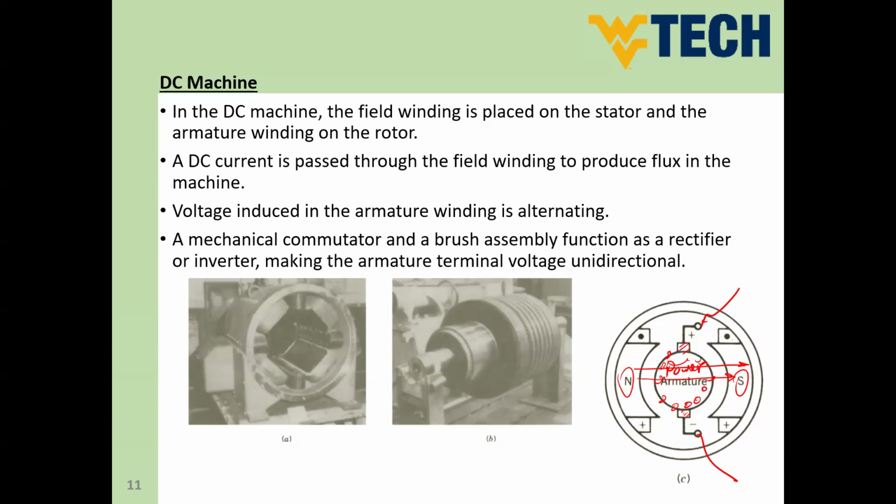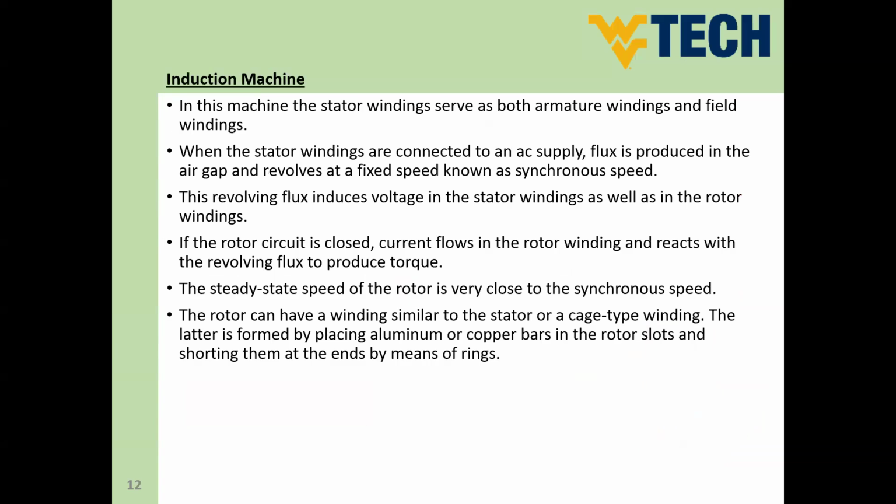So this is the DC machine structure. Also, we have the induction machine. In the induction machine, guys, we have stator winding and a rotor winding that serve as both armature winding and field winding together. How does this come? This is actually because this machine will have what's called self-induction.